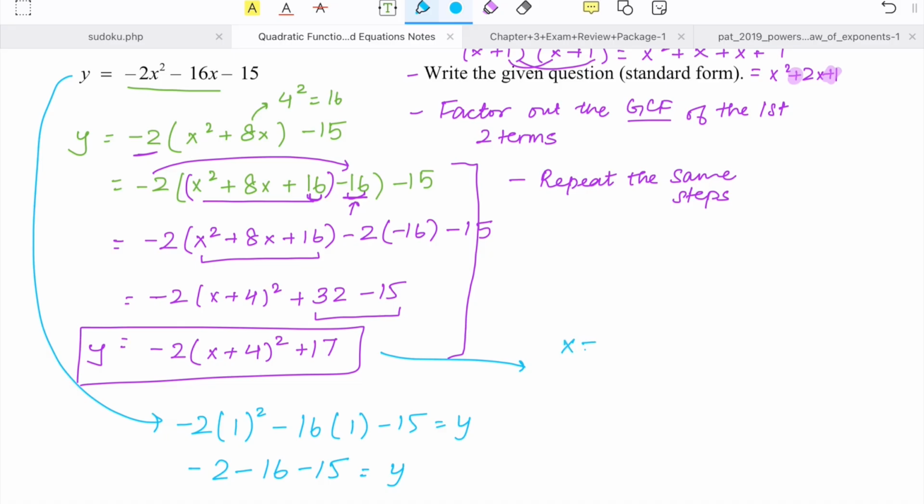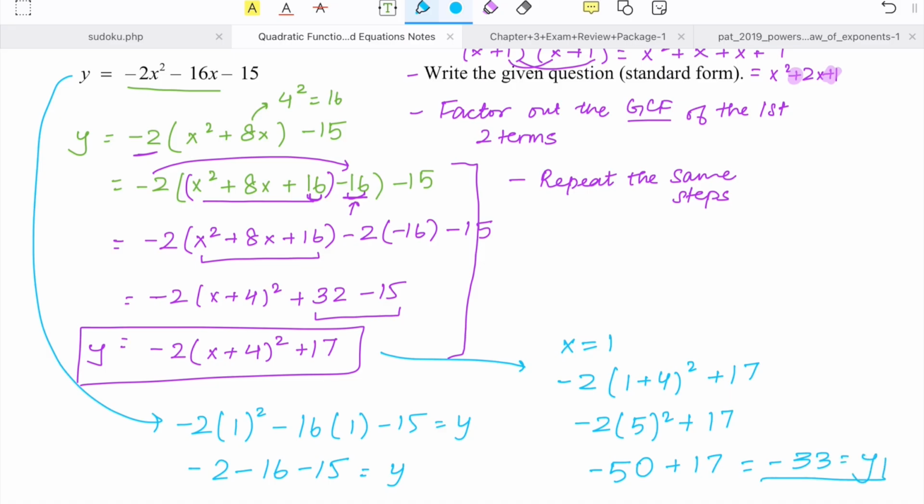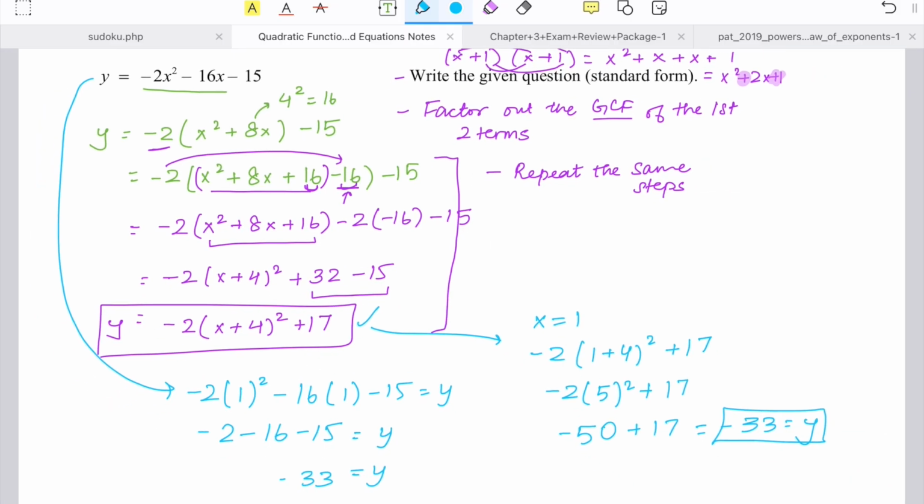This should be the same for this as well. If I put x is equal to 1 in my vertex form, it should still give me the same answer for y. So let's try it. Negative 2 times 1 plus 4 squared plus 17, negative 2 times 5 squared plus 17. Negative 2 times 25 is negative 50 plus 17 is negative 33. So that means I did do it right. That's how you can check your work on the test.